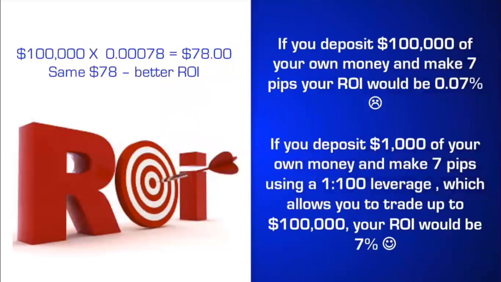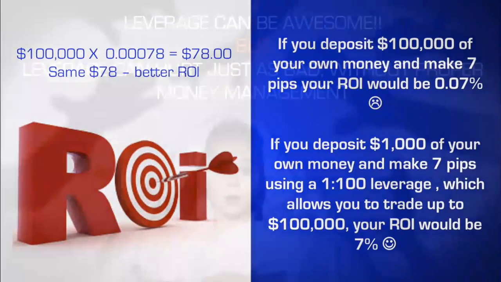So what do I mean by ROI? Return on investment, for those of you who don't know what I'm talking about. Let's say, remember, you deposit $100,000 of your own money, big baller, and make 7 pips. Your ROI percent would be 0.07%. Wah, wah, wah. Not really exciting. Now, if you deposit $1,000 of your own money and make 7 pips using a 1-to-100 leverage, which allows you to trade up to $100,000, your ROI would now jump to 7%. Much better. Look at that. You deposited less money and still come out with a better ROI percent. It only makes sense, and that's why leverage is amazing.